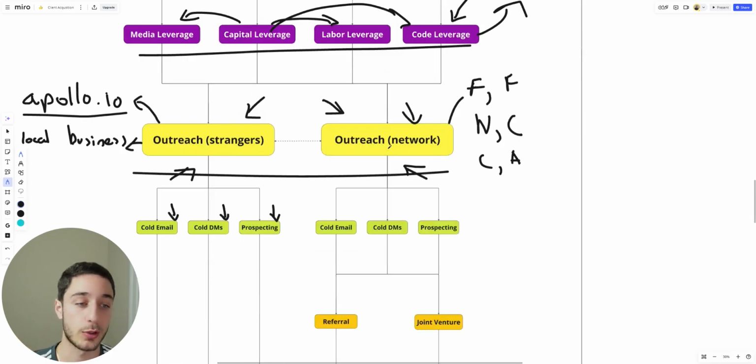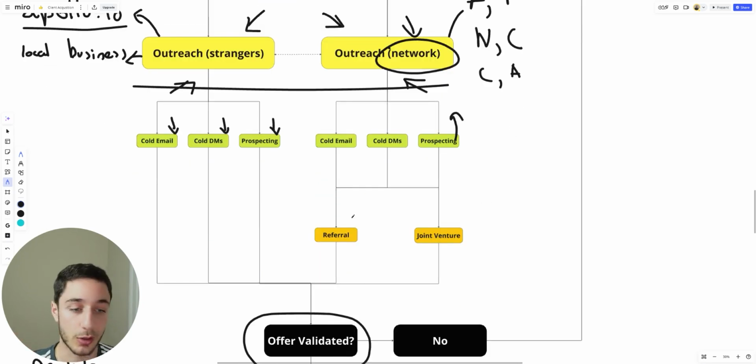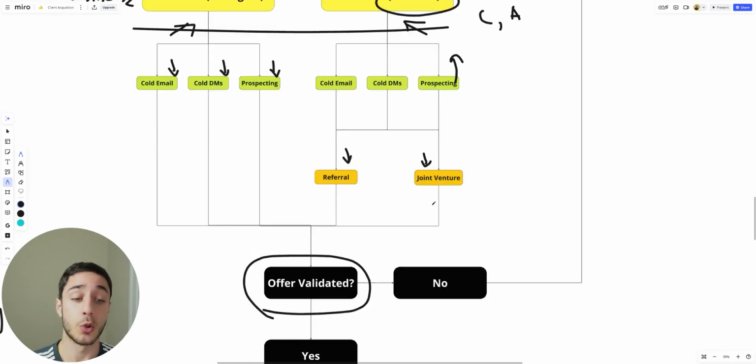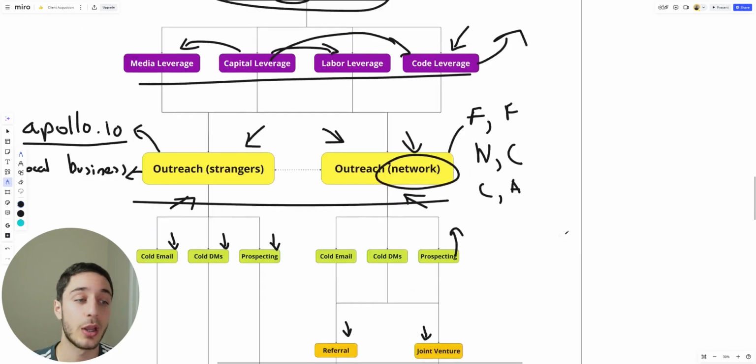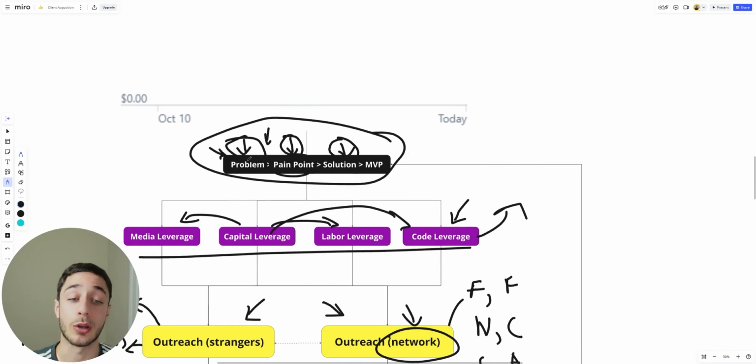This is also true for your network, right? You won't maybe send them any cold emails or cold DMs because you know them, but you'll still be able to prospect with them, meet them in person, talk with them, call them, and always remind them of the pain point if they are your target customer. If they're not your target customer, ask for referrals. Ask to see if they can refer you to other people. And if they can't refer you to other people, maybe there's a way you can partner with them, have a joint venture. Whatever the case, you are doing all of this to validate your offer. If the offer is not validated, it's not good enough, you go back and repeat the same thing all over again with a new problem, new pain point, and new solution, and of course, a new MVP.